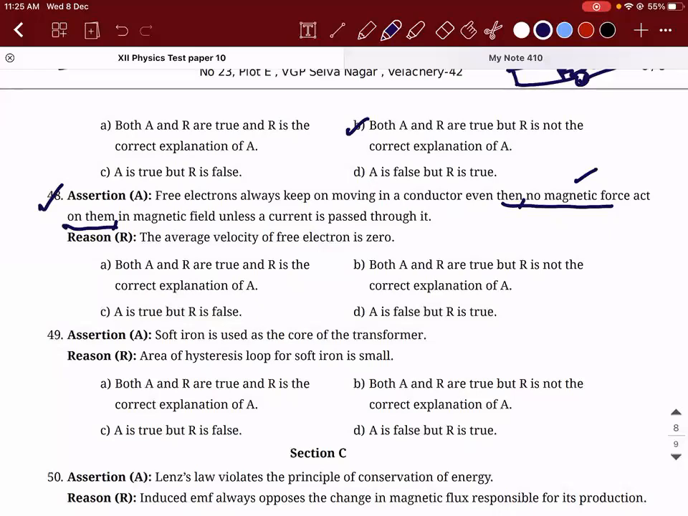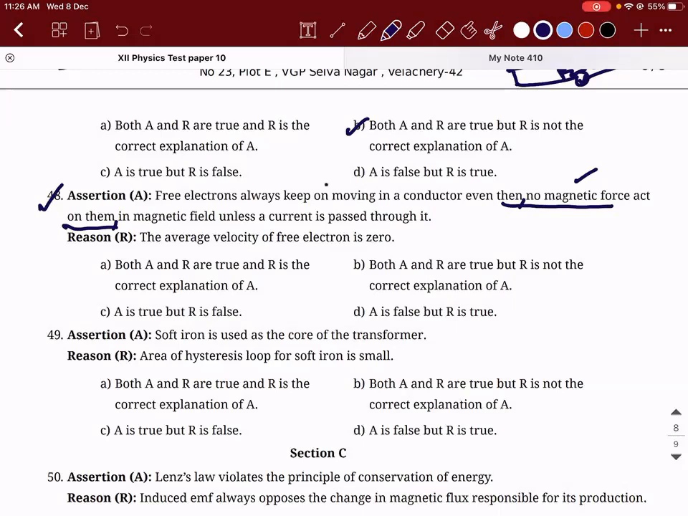Free electrons always keep moving in a conductor. Is that right? So where do you find free electrons? Inside a conductor. So those free electrons have a random motion even before you connect the potential difference. We discussed this in the drift velocity concept. That is what they're trying to say.